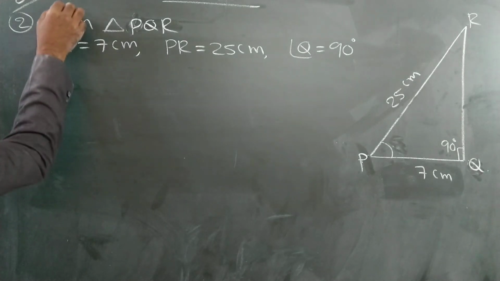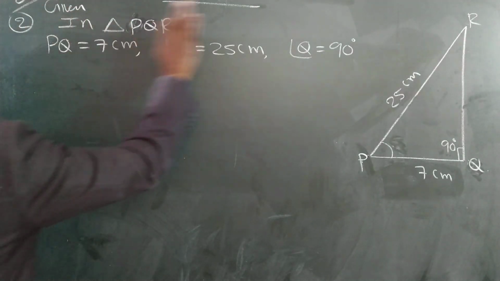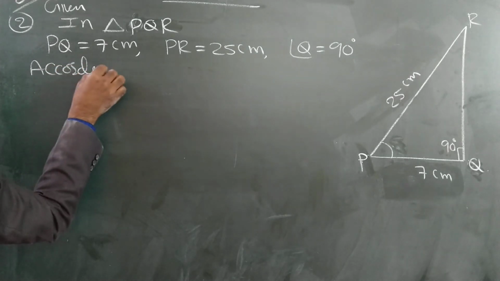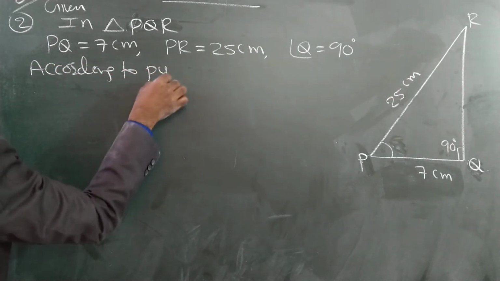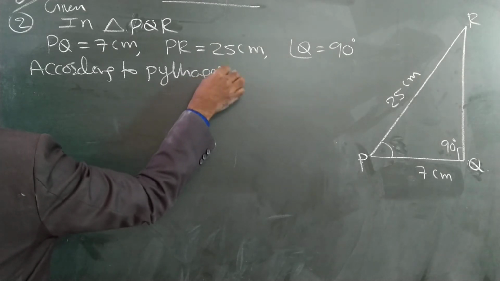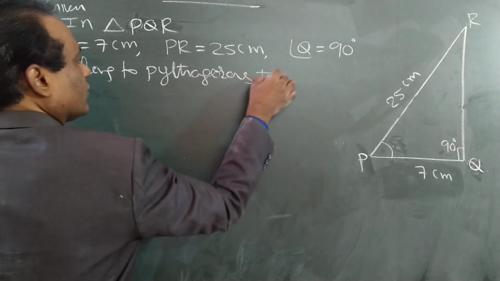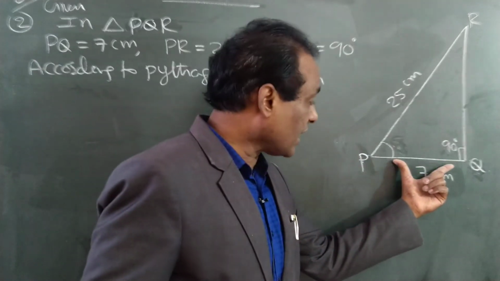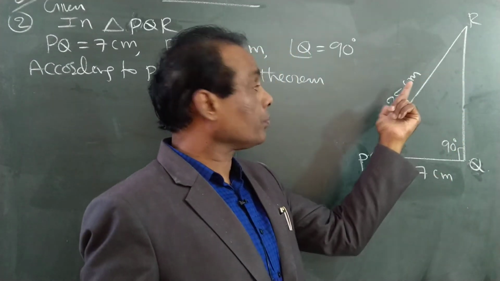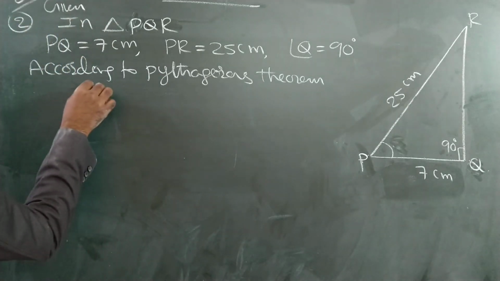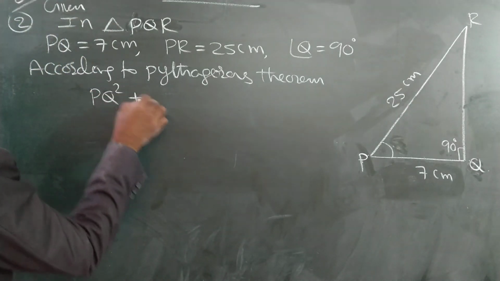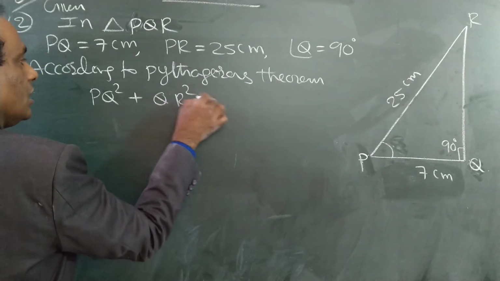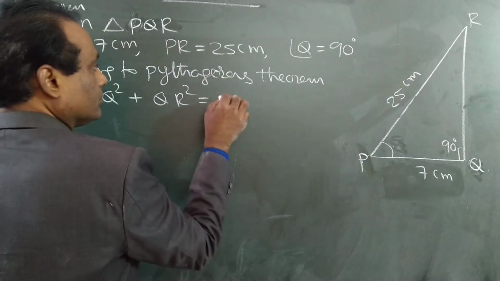So write down: given, write down this complete problem once again. According to the Pythagoras theorem, which I explained yesterday: this side square plus this side square is equal to bigger side square. See here, PQ square plus QR square is equal to bigger side square.